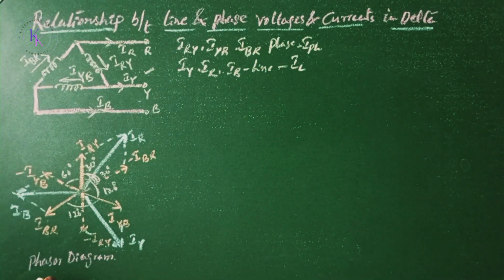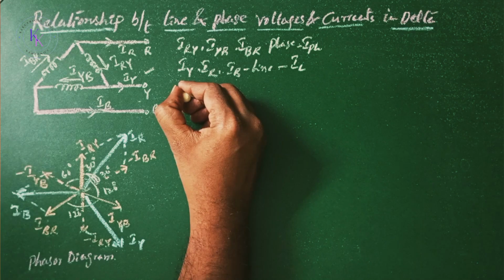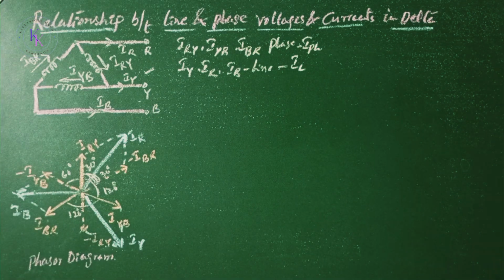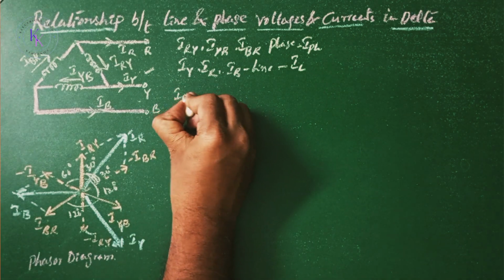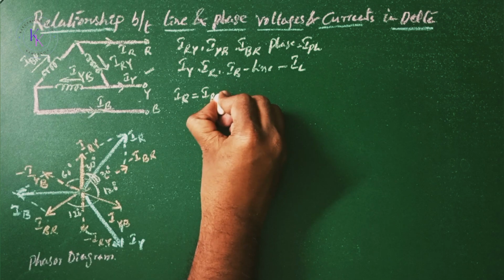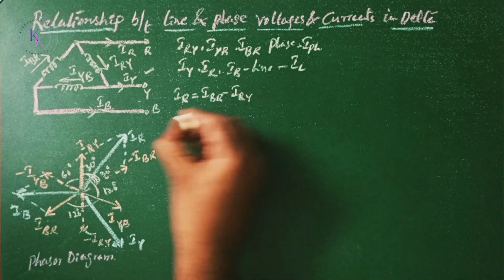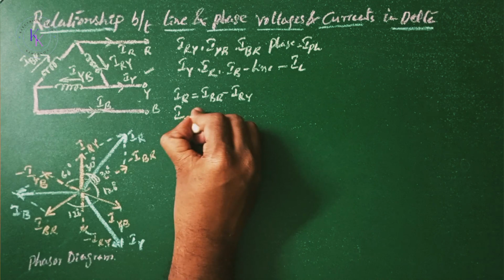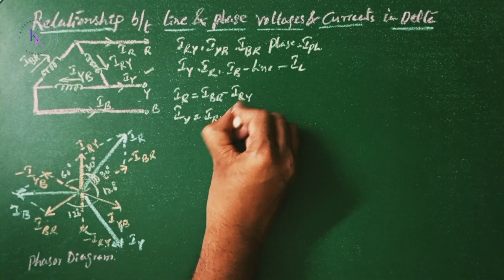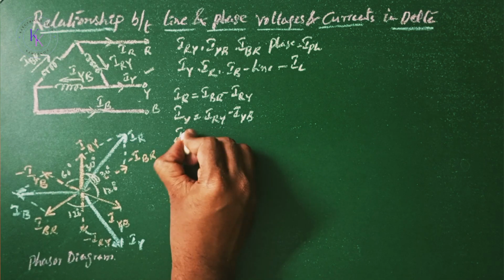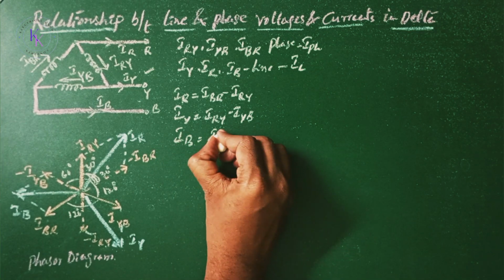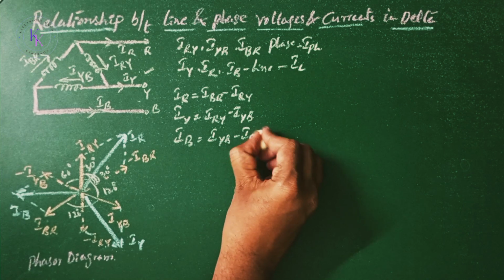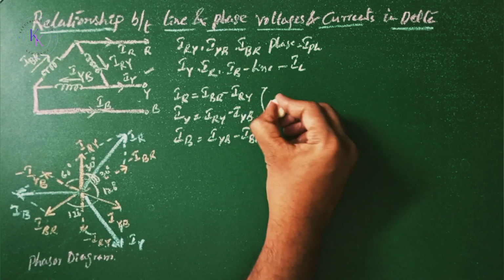Now, from the phasor diagram, you can observe that the line currents are 120 degrees apart from each other, as well as the phase currents. From the diagram, the current in each line is the vector difference of two phase currents flowing through the line. Then we can write I_R equals I_BR minus I_RY, and I_Y equals I_RY minus I_YB, and I_B equals I_YB minus I_BR. So, vectorial difference, right?